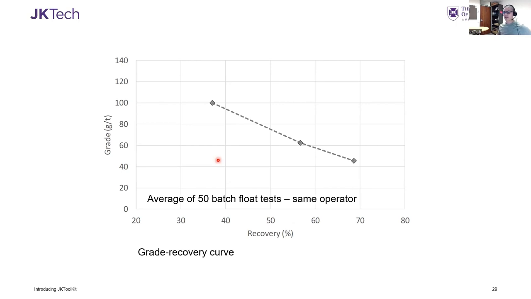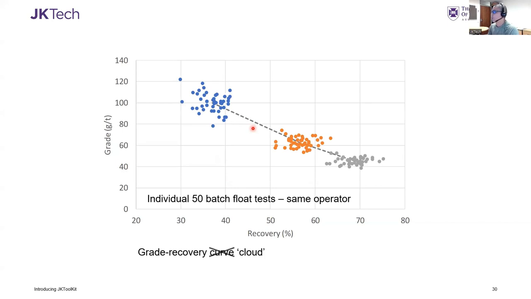Just to lay down some context, what you can see here is an average grade recovery curve of 50 batch flotation tests of the same sample by the same operator. What you can see in this slide are the raw data of the individual 50 tests. You can see that there isn't really a grade recovery curve, but a grade recovery cloud, due to the halo of error surrounding each particular point. And remember that this is the same operator floating the same sample 50 times in a laboratory.